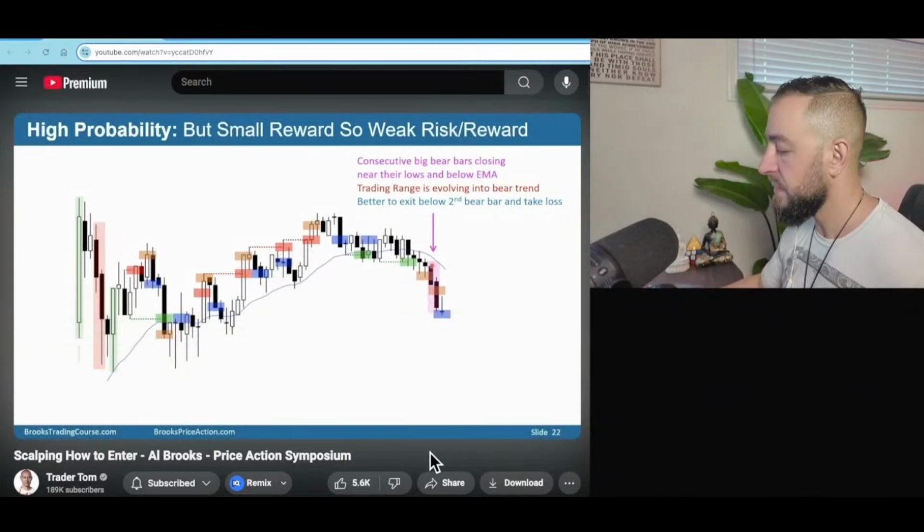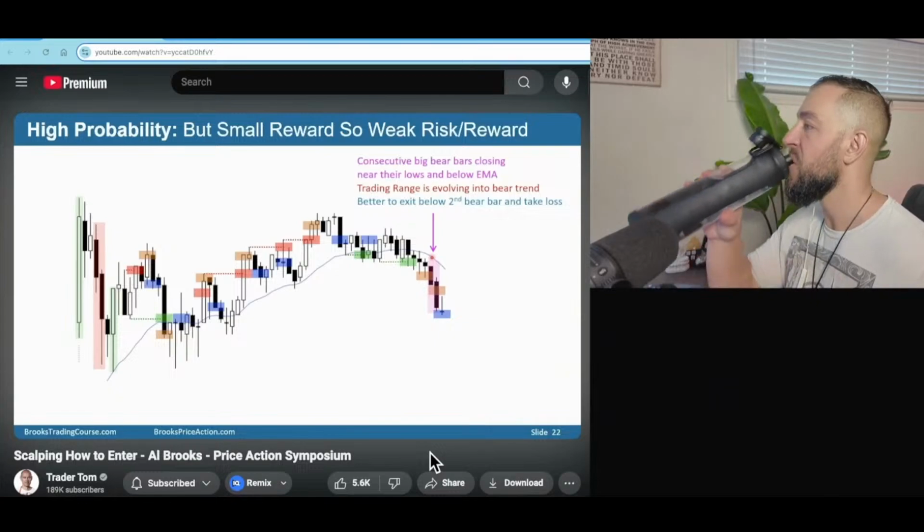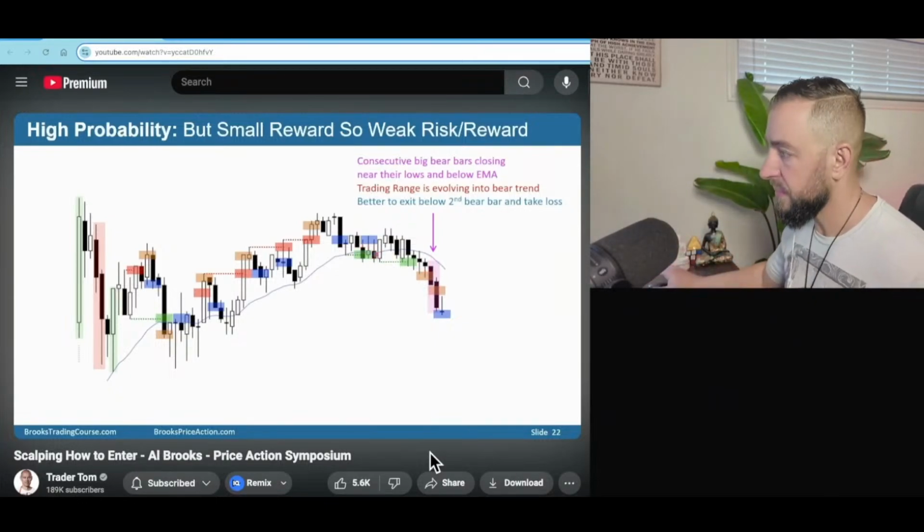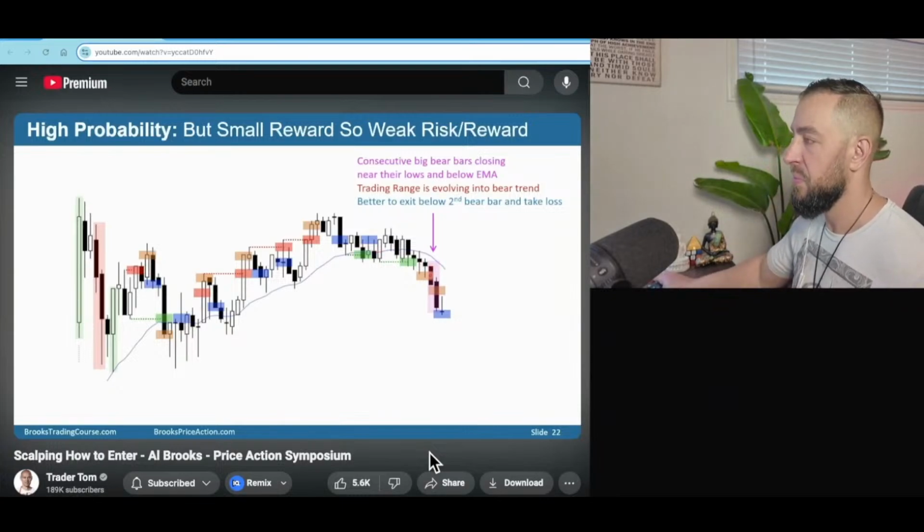Pair of consecutive big bear bars closing on their lows, closing below the moving average. These bars look different from all of these bars. These bars have small bodies and prominent tails. And here we have two consecutive good-sized bear bodies with very small tails and closing on or near their lows. The character of the market is changing from a trading range type of environment into possibly a trend. Most traders should get out once they see that.